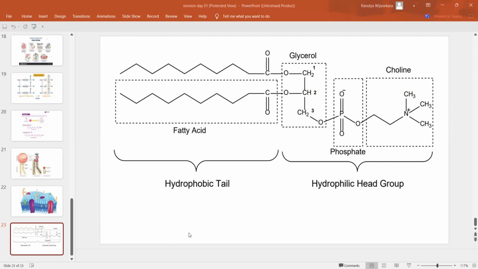Right. Then take the essay book, question number 3. Describe the basic chemical nature and general structure of lipids. Write an account on lipids.